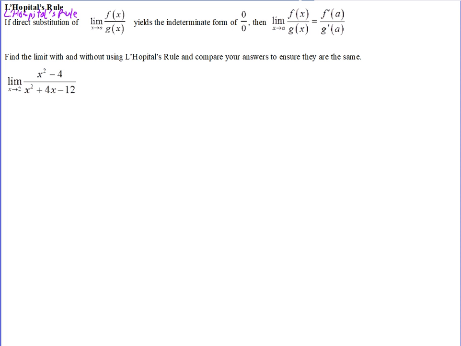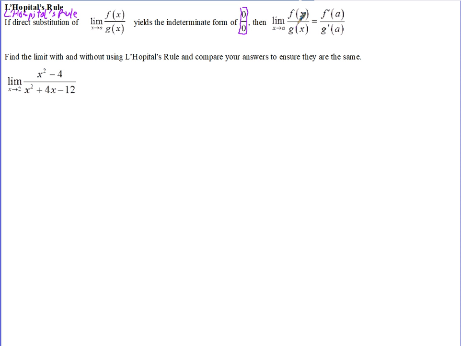So in this case, L'Hopital's rule is when you use direct substitution, just like we normally do when we start figuring out a limit, and if we get this indeterminate form of 0 over 0, right? Then what L'Hopital's rule allows you to do is find the derivative of the numerator. That's what's represented by f of x, f prime of x, and the derivative of the denominator, g prime of x, and then substitute in the constant x is approaching, and find the limit that way.